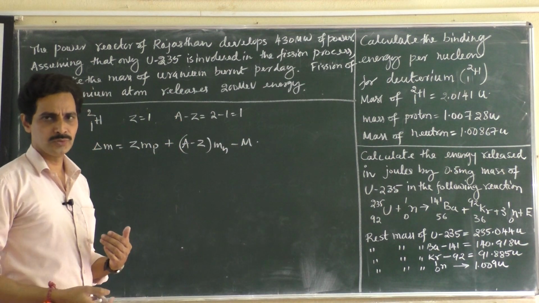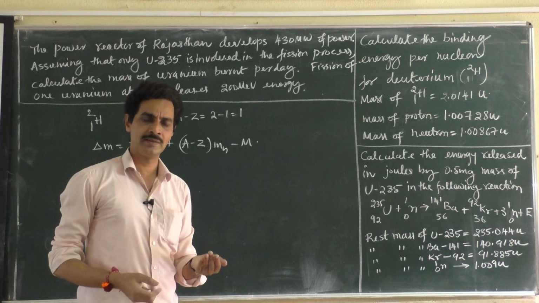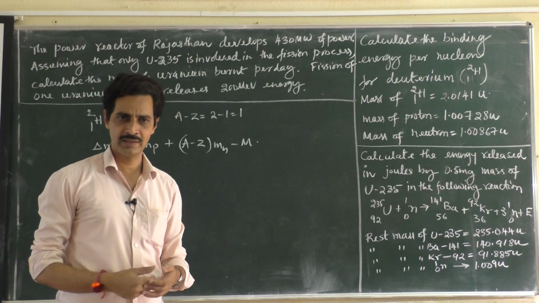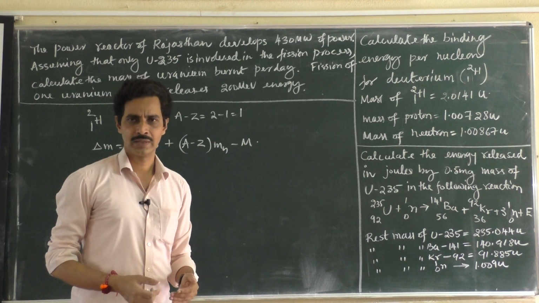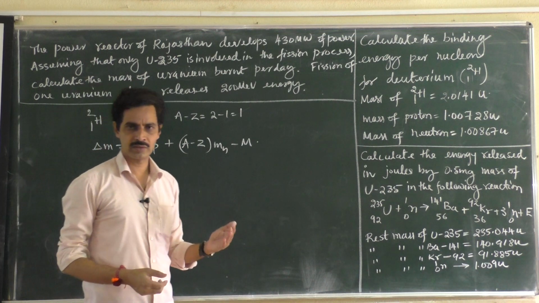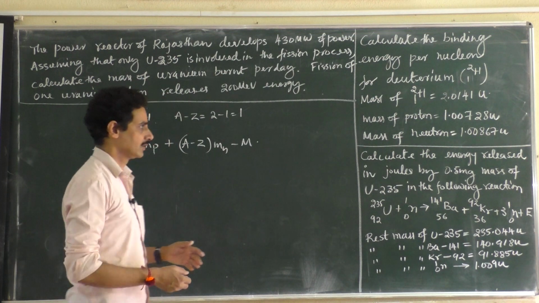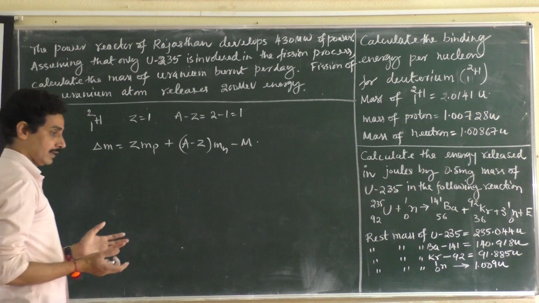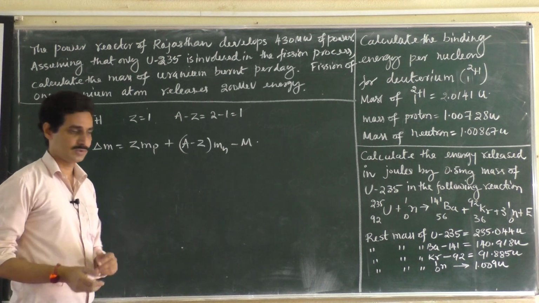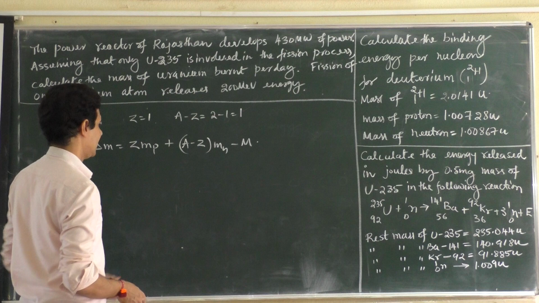If you convert it into energy by multiplying it by 931.5 MeV, you will get the total energy in electron volt which is released during the process. That is given as the binding energy of the nucleus. Okay, so mass defect delta M is equal.